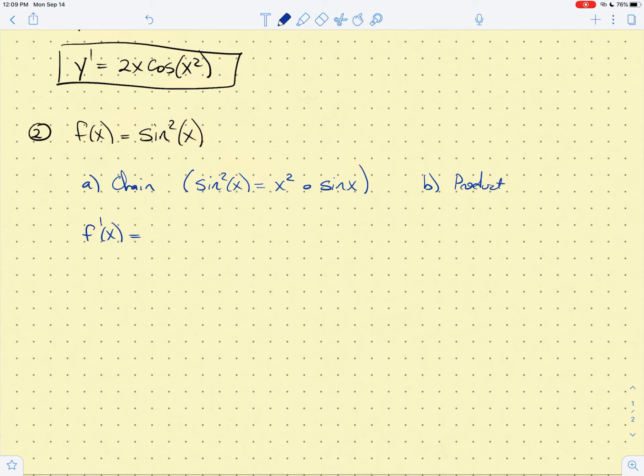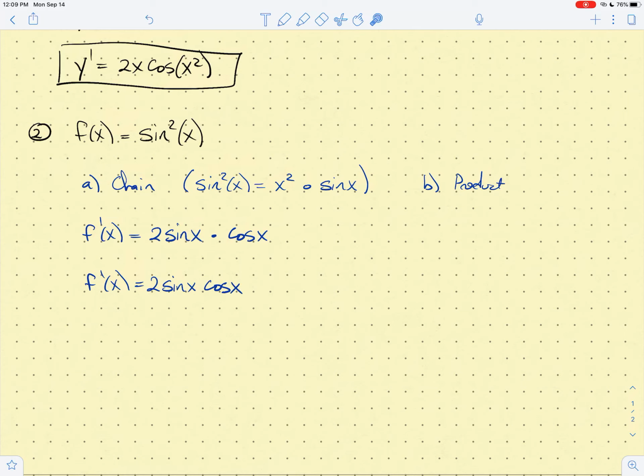So f prime is the derivative of the outside. The derivative of x squared is 2x. Plug in the inside. So 2x, plugging in sine, is 2 sine of x. Does that make sense? Then you want to multiply by the derivative of the inside. The derivative of sine is cosine of x. And so, of course, you can write f prime of x is 2 sine x cosine x.